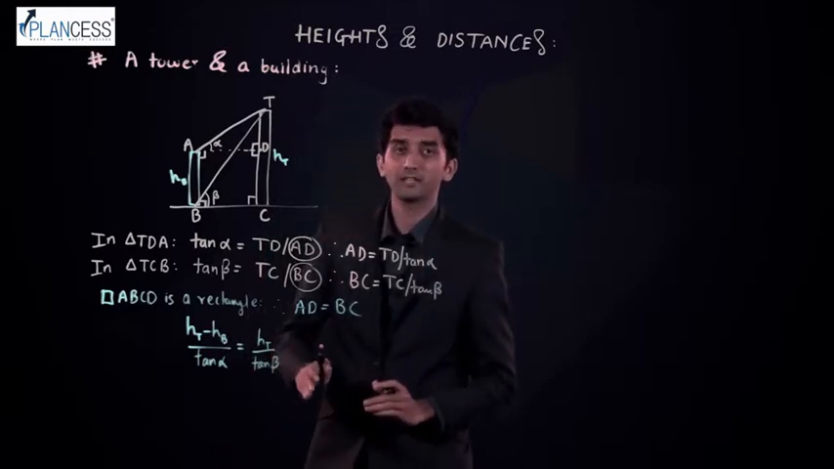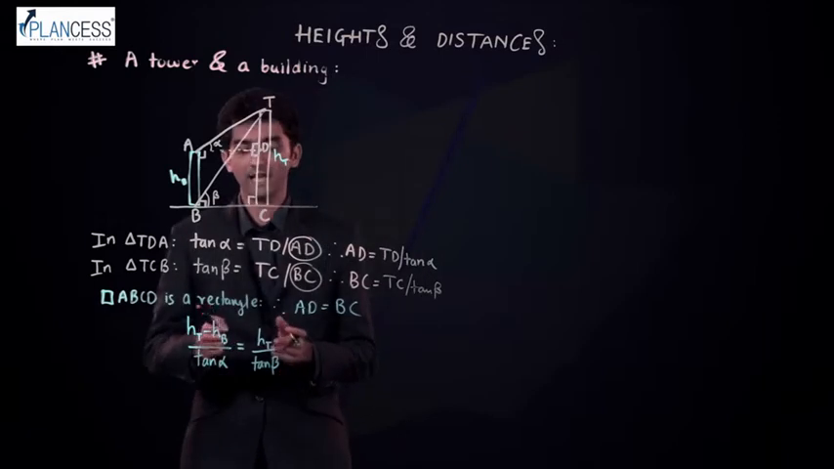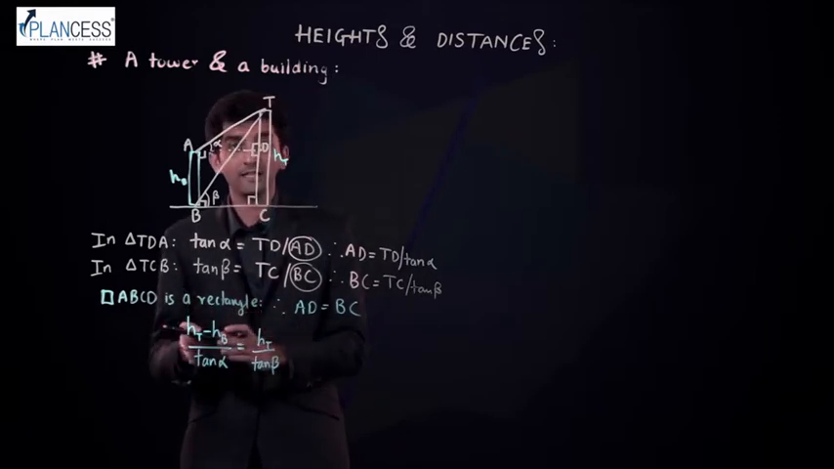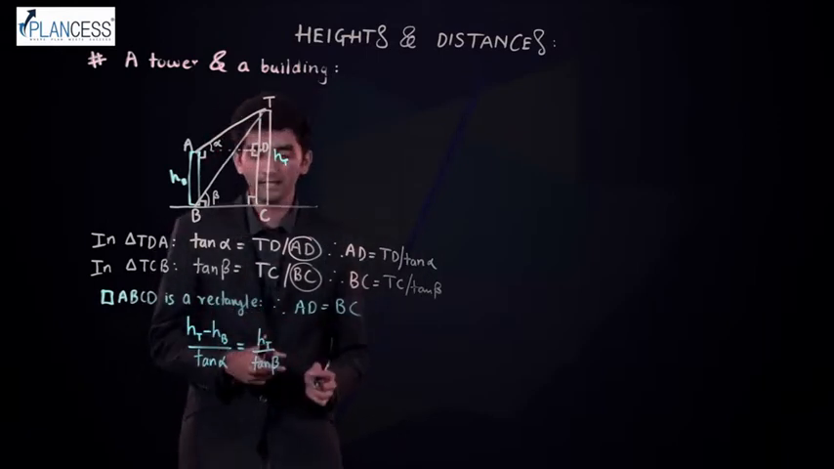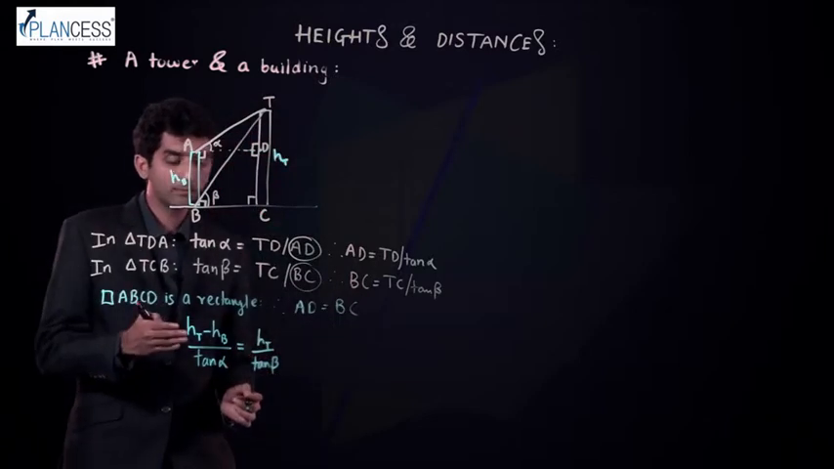Now we can isolate one of the entities and find out a formula relating one to the other. Let's go ahead and do that. Let's cross multiply both the things.